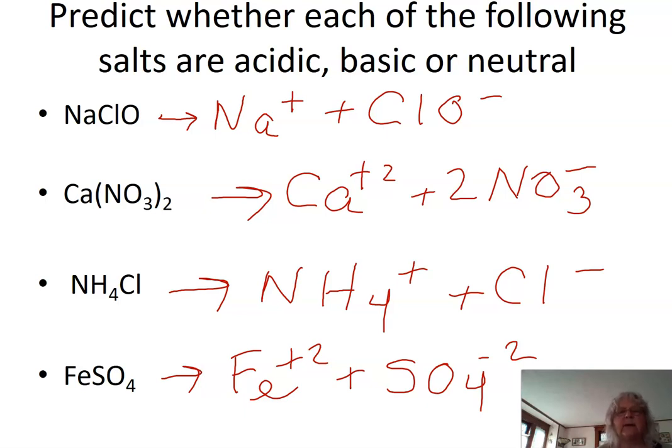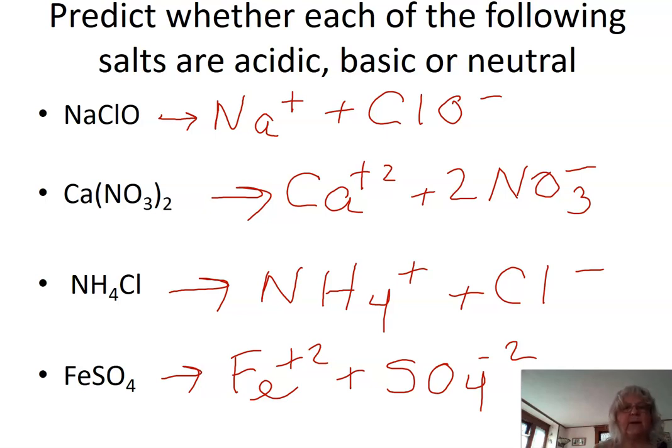Now what I want to do is look at those ions and decide if they can hydrolyze. So what I want you to do is to pause the video, look at each ion, and see if it fits into one of those categories we just talked about. If it won't hydrolyze, just cross it out. If it will, I want you to circle it, and then we'll decide whether it's going to be acidic, basic, or neutral.